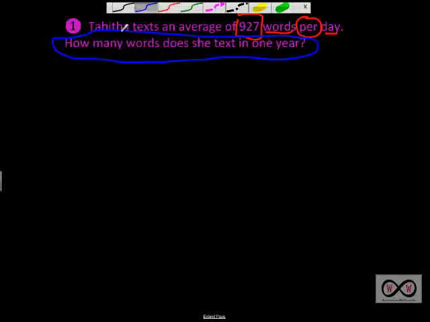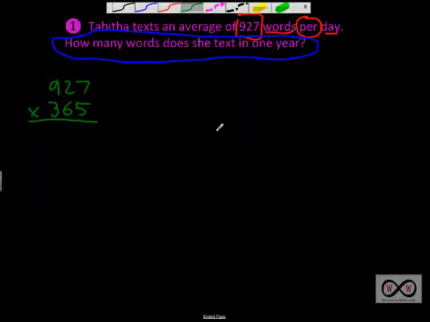Okay, so this is clearly a multiplication problem, and the directions stated that we should use the distributive grid method. And let's take a look at how we could set that up. Well, we know that she texts an average of 927 words per day. So let's start off with that. We've got 927, and that's per day. Each day, that's how many words she texts. Now we have to think about how many days are in 1 year. So you're probably thinking 365. So good for you. So we're going to multiply that.